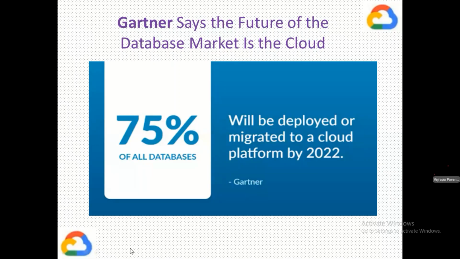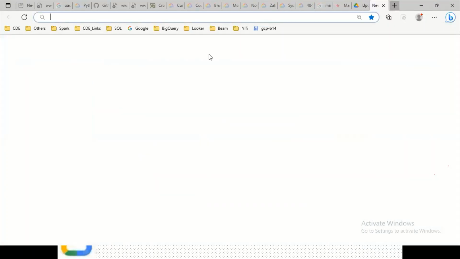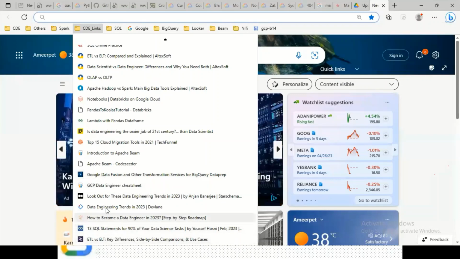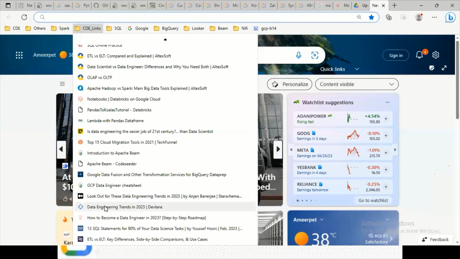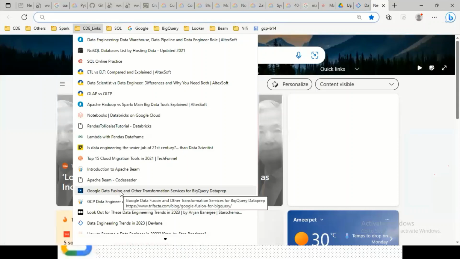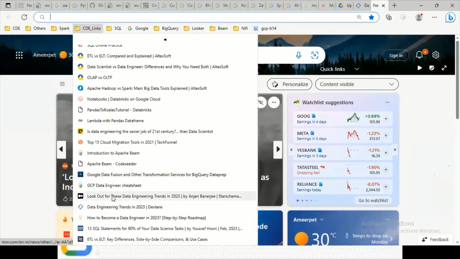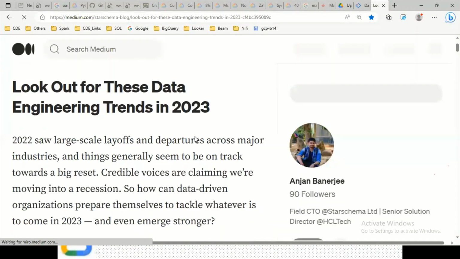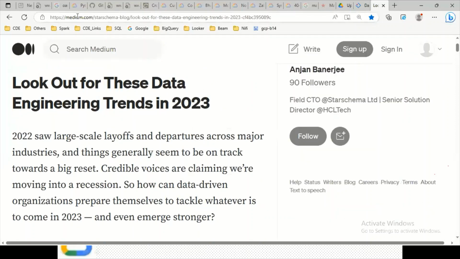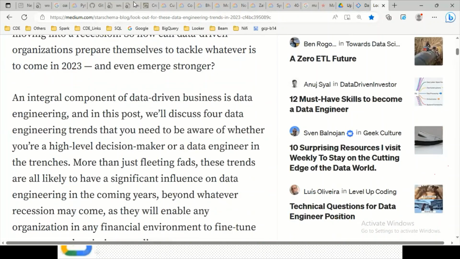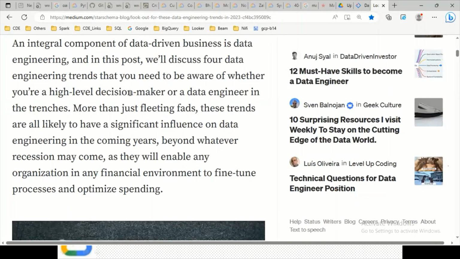For that, I wanted to show you. Nowadays, maybe in the last 3-4 months, you heard about this one, right? Recession. But here, I have data engineering trends. Yes, here, the company called Medium. It's a very popular and reputed company. They said here, I'm not reading everything. You can go to this particular page if you want. Okay.